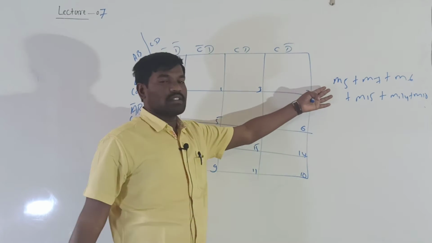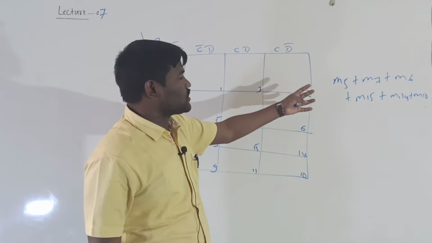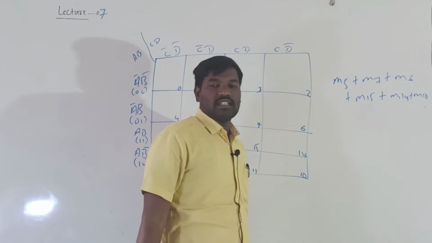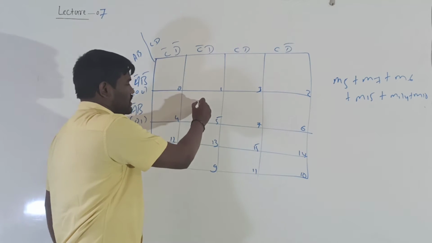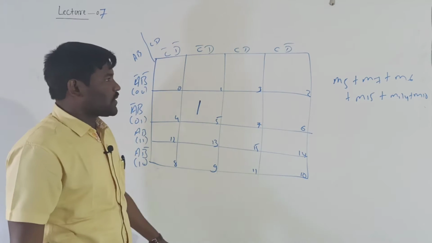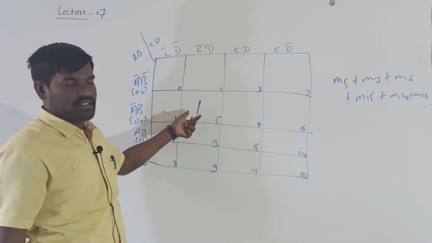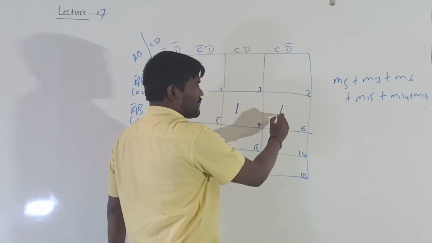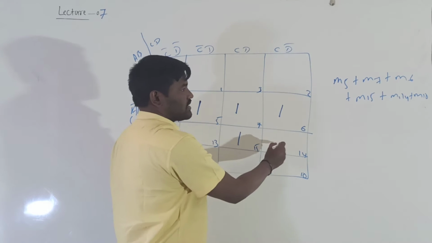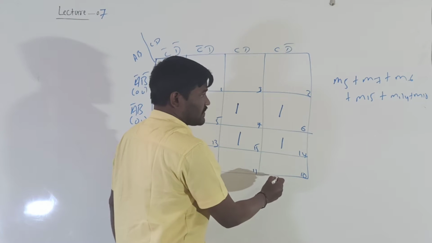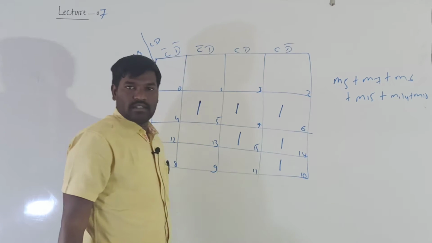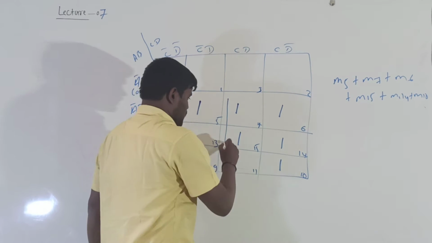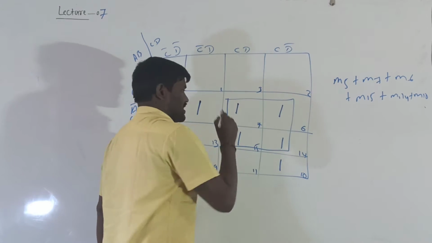See here, whatever the value or position is present in the given question, we just have to fill it with 1. 5 is present, that's why I have to mention 1. Next 7 is present, 1. Next 6. Next 15. Next 14. Finally 10. Okay. So first priority is always quad.